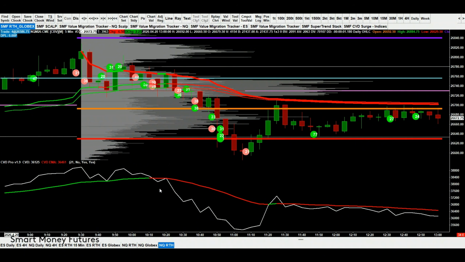That is how CVD should be used. Not to predict, not to chase, but to confirm whether the auction is doing what it should be doing at the levels that truly matter.